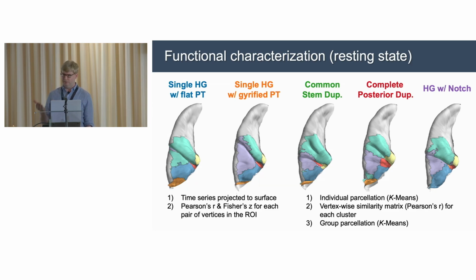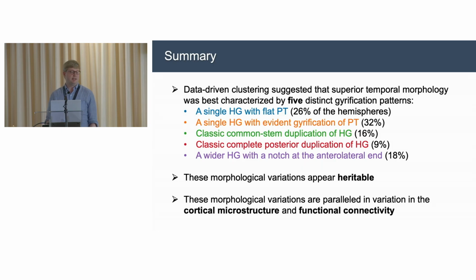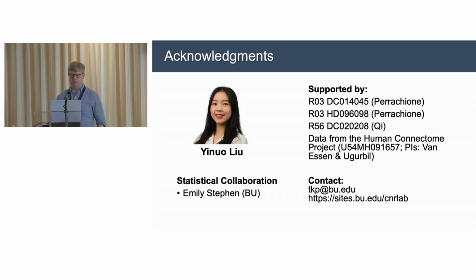So we get this one cluster on Heschl's gyrus, one on lateral planum temporale, one on posterior planum temporale that approaches the operculum. In sum, there might be 5 different types of Heschl's gyrus morphology in human beings as opposed to just 3. These morphological variations appear heritable, and they appear aligned to the microstructure and to functional parcellation of these regions. So thanks for the chance to chat about this.